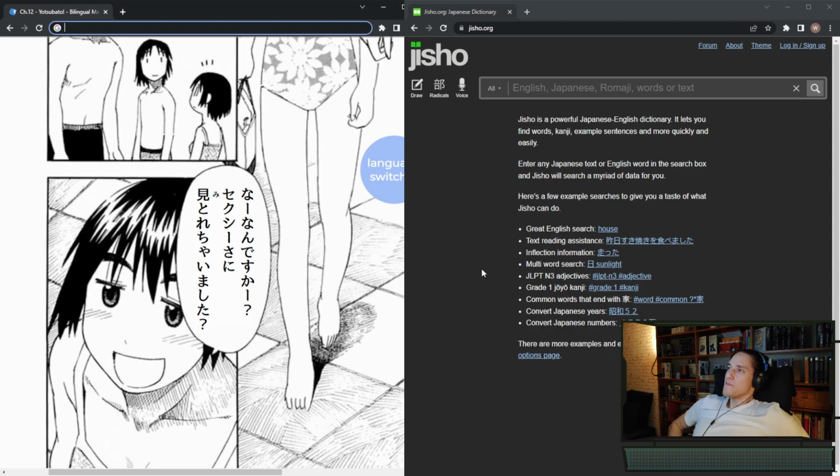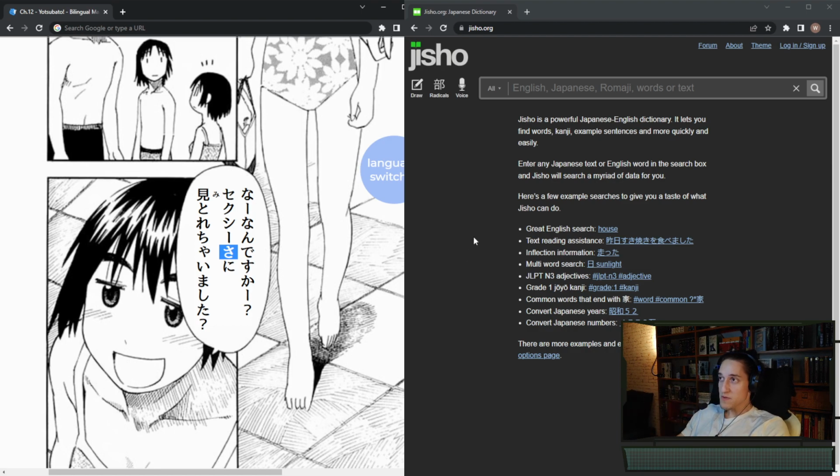So, yesterday I discovered a new grammar thing, and that's this "sa", which supposedly means like the suffix "-ness". So this is sekushi-sa, which is "sexy-ness".